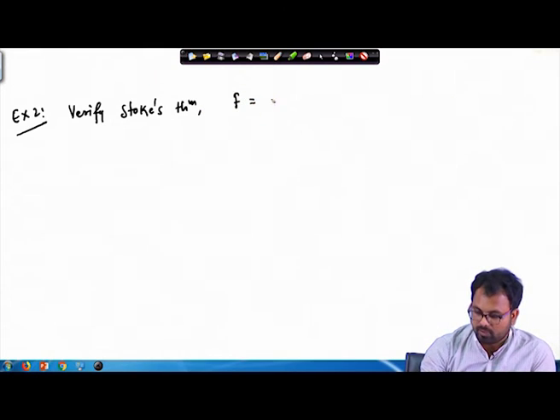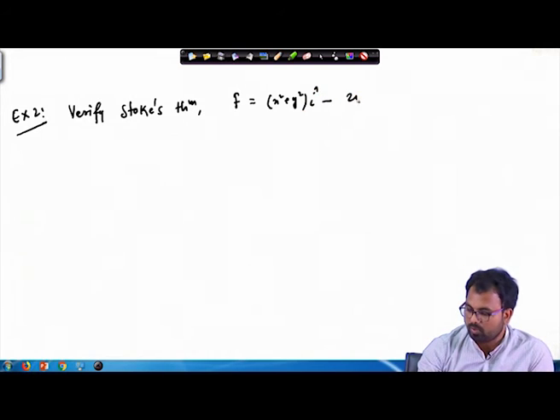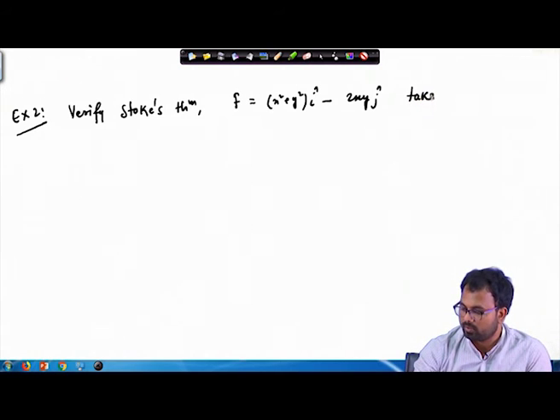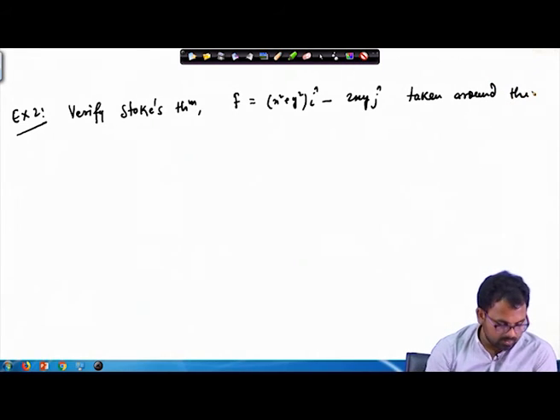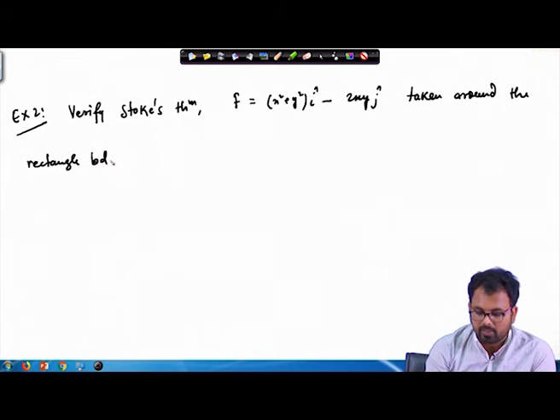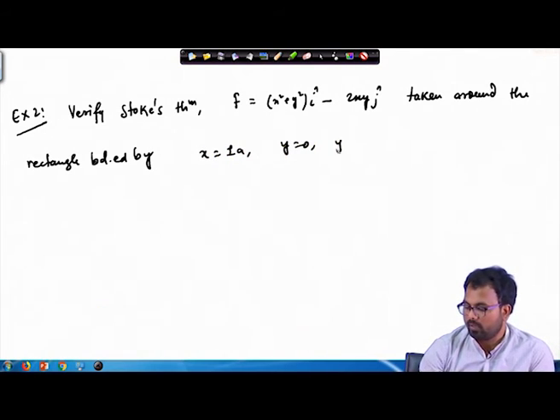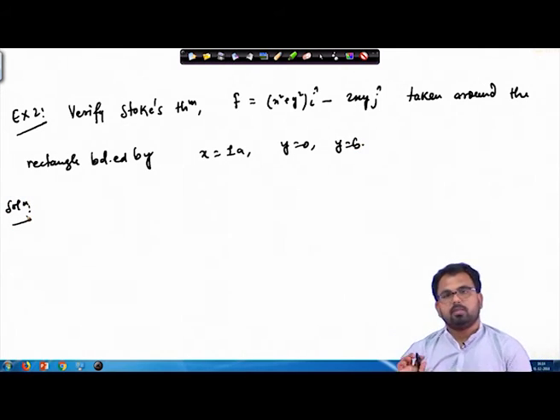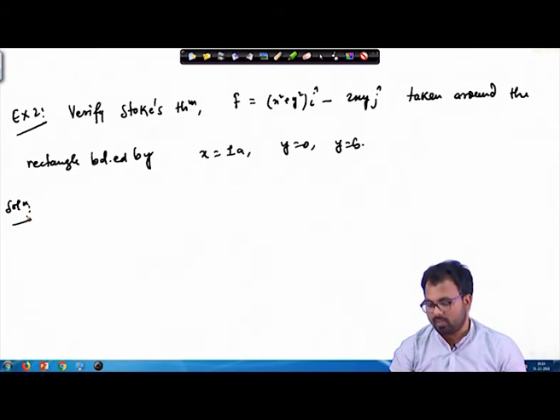f is equal to (x square plus y square) i minus 2xy j, taken around the rectangle bounded by x equals plus minus a and y equals 0 and y equals b. So, this is just one more example for us to practice. It is really not that complicated. It is a lengthy problem, but it is really not complicated.